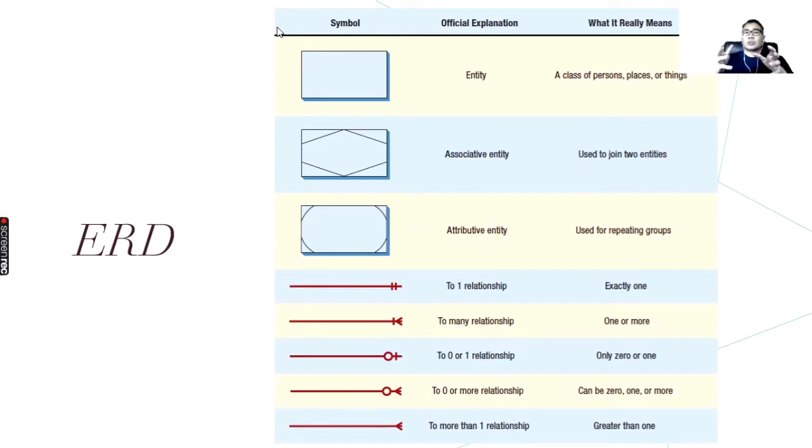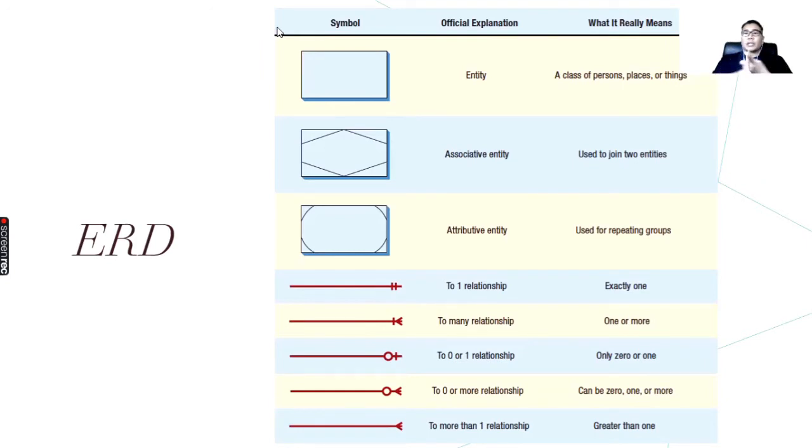For example, we have students taking courses, and there's an attribute of semester. This semester can be derived as an attributive entity. And we also have the notation for the relationships of the entities and its restriction.